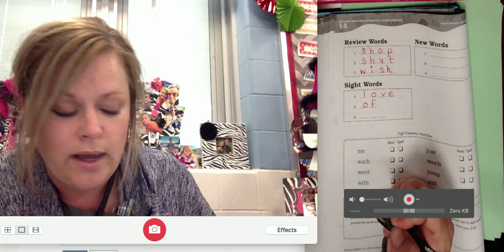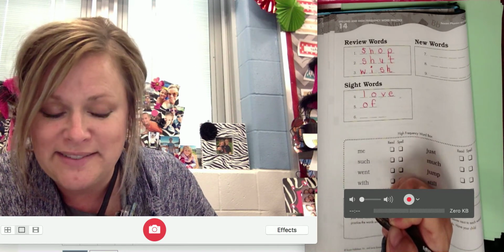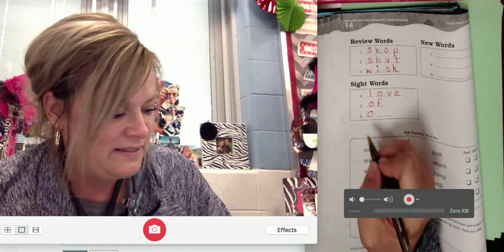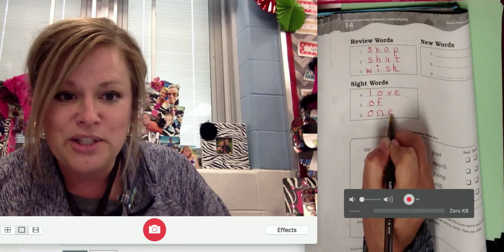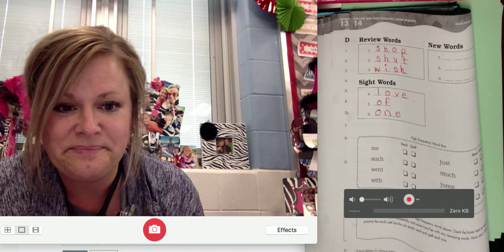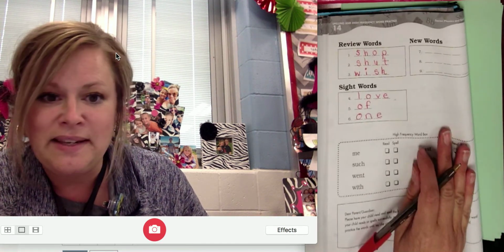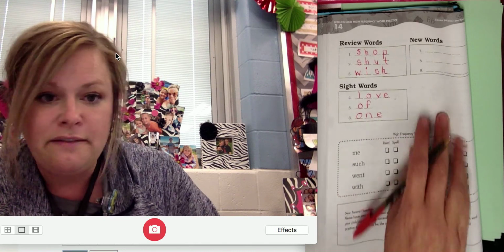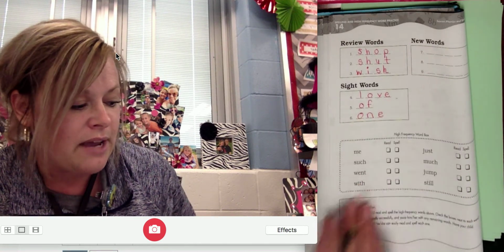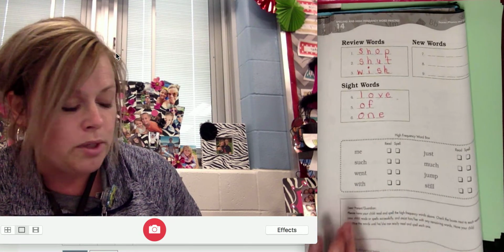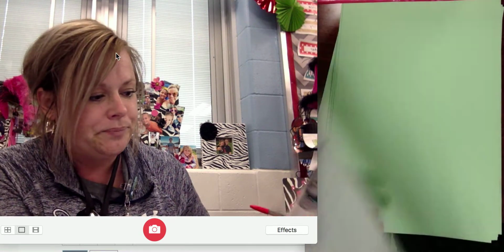And our last sight word is number 6. One. The number 1. Repeat. One. Write it. Check with mine. O-N-E. Very good. We're going to save the new words for when we learn our new digraph. Go ahead and read and spell with your family at home. You can pause the video if you'd like to do that now.